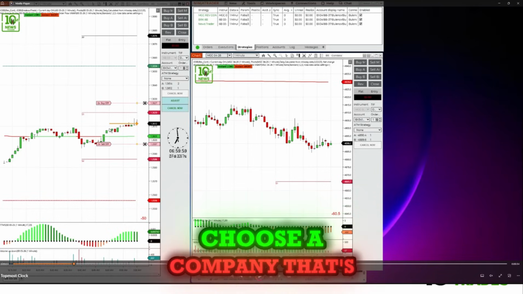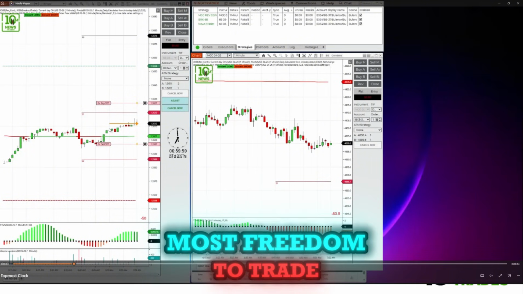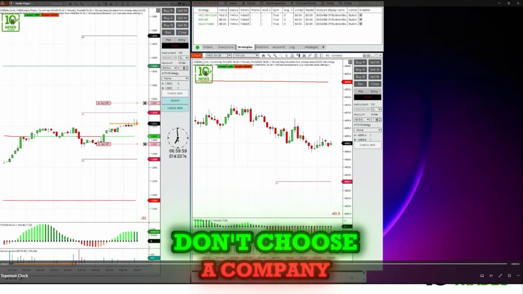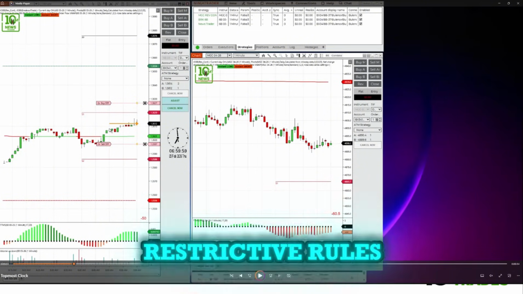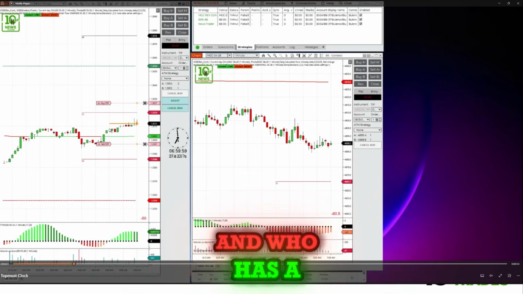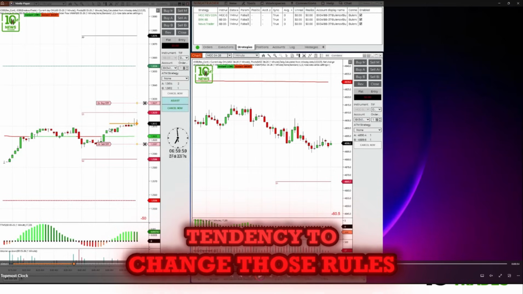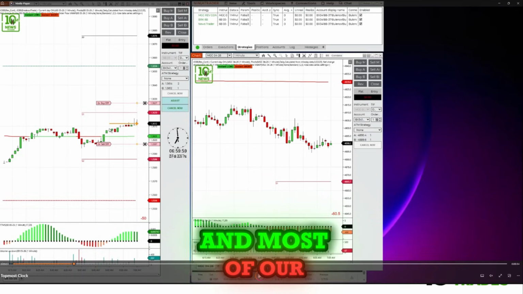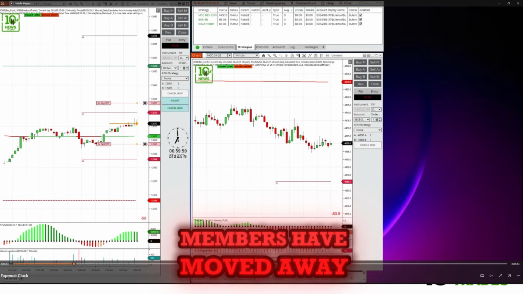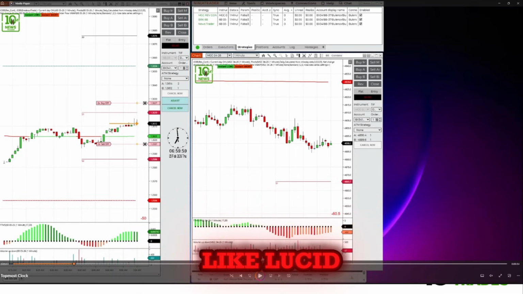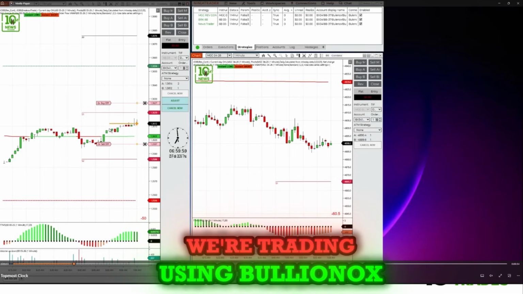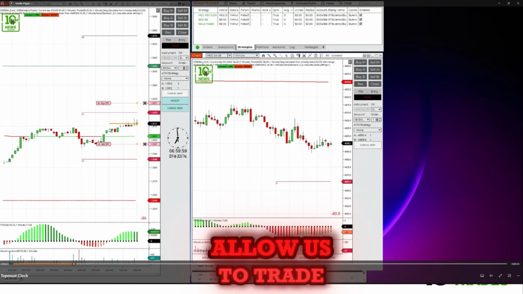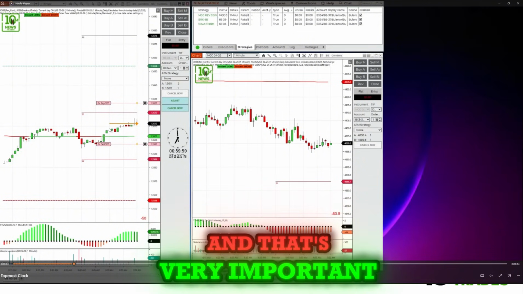Like I said, choose a company that's going to give you the most freedom to trade. Don't choose a company that has the most restrictive rules and who has a tendency to change those rules in the middle of the game. So we don't recommend Apex, and most of our members have moved away from Apex and they're using companies like Lucid. We're trading using Bulenox. We're trading companies that allow us to trade, and that's very important to realize.